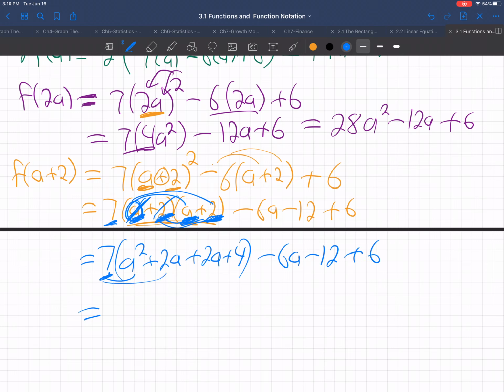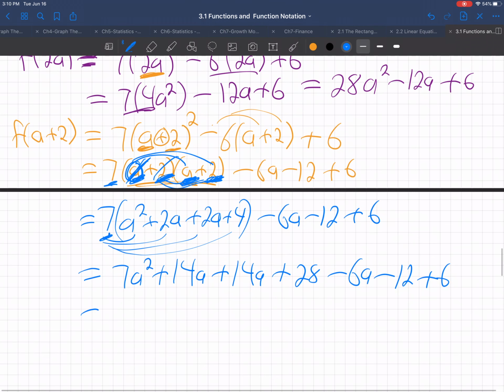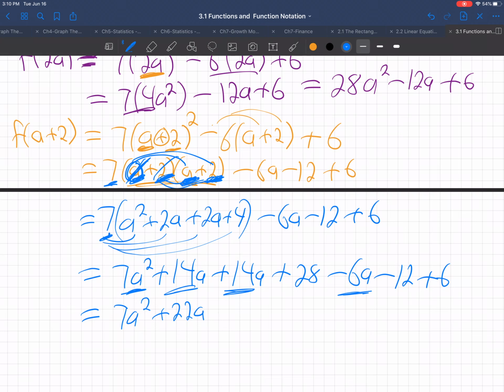All right, not last, but we're getting close. Distribute. So we get 7a squared plus 14a plus 14a plus 28, and then the minus 6a minus 12 plus 6, and finally gather like terms. 7a squared, 14a and 14a is 28a, minus 6a, that's 22a, I think? Yeah. And then 28 minus 12 plus 6, if you add those in your calculator, I think you'll get 22. So there we go. That was a lot of work, and the crucial step was this foiling right here.